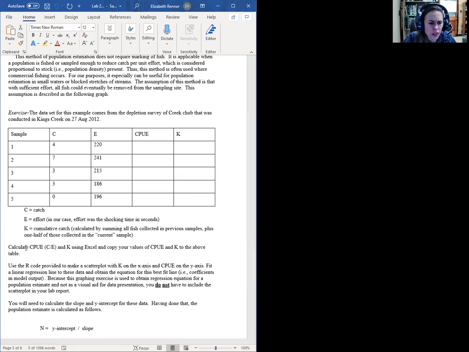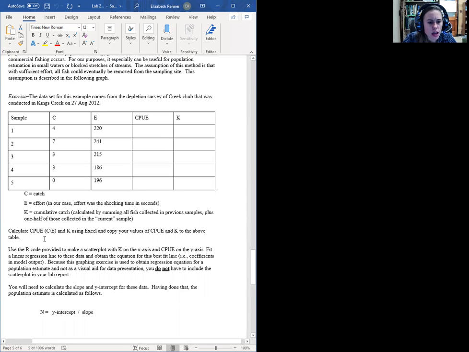And then K is the cumulative catch. So that's calculated by summing all fish collected in the previous samples plus 1/2 collected in the current sample. So that would be 220 plus 1/2 of 241. Does that make sense? That would be the K value in here. So we calculate the CPUE and the K value using Excel. And I want you to copy your values of CPUE and K into the above table, or just calculate them on a piece of paper and put them in there.